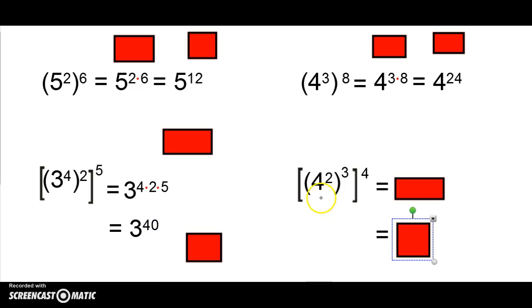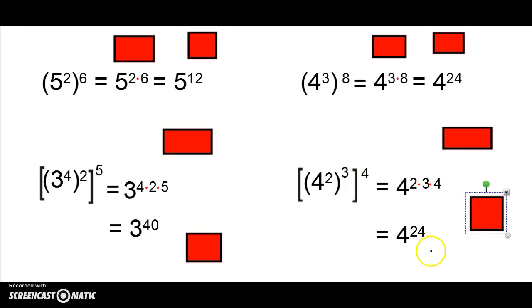Last example on this slide, so you'd have 4 squared, and then you have 4 squared times itself, that same factor, 3 times. And then once you had that answer, you'd have that multiplied times itself 4 more times. So you just multiply the exponents, 4, and the exponents are 2 times 3 times 4, 4 to the 24th. I find it ironic that they were the same, but that's all right.